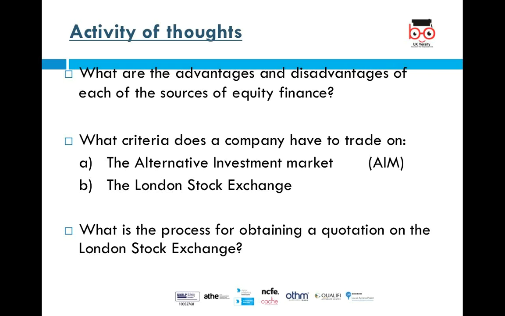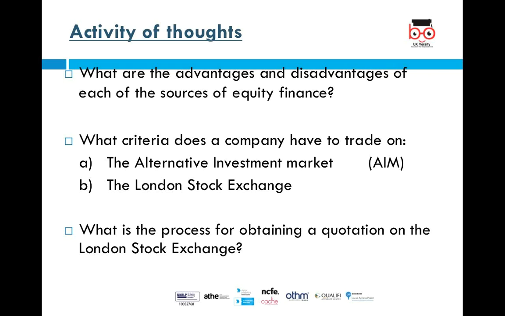So what are the different kinds of advantages and disadvantages of these different kinds of equity finance? So we can see on the internet what is the Alternative Investment Market and what is the stock exchange market. Typically, you can see what is the criteria and the process to obtain a quotation on the London Stock Exchange market. Regardless, you can see what is the process of IPO, initial public offering, if you want to raise the money from the public shareholders.